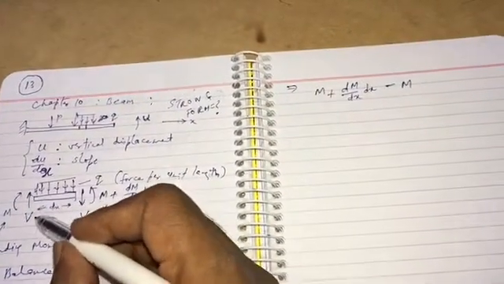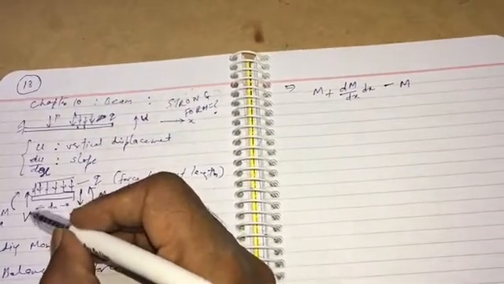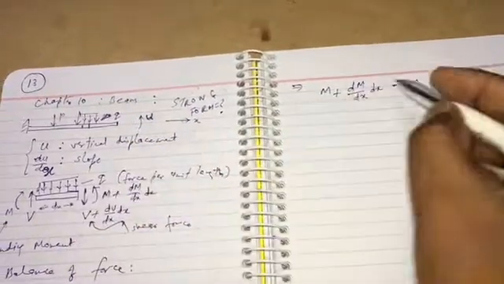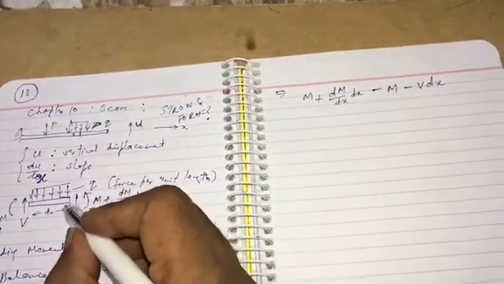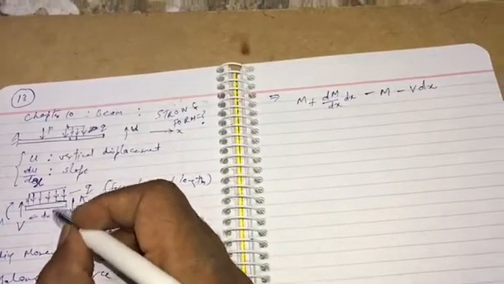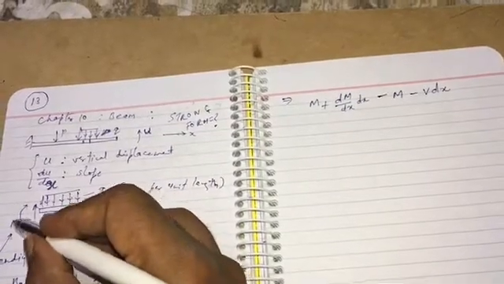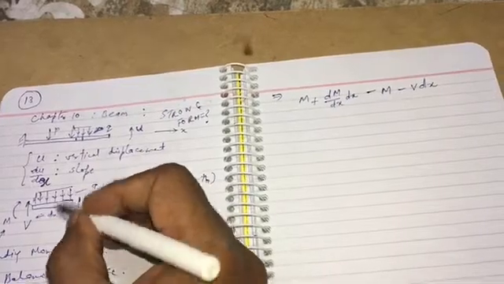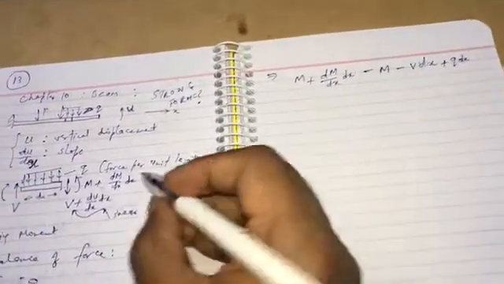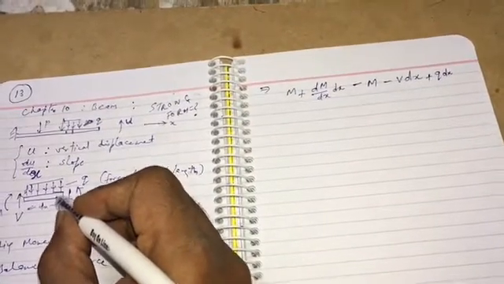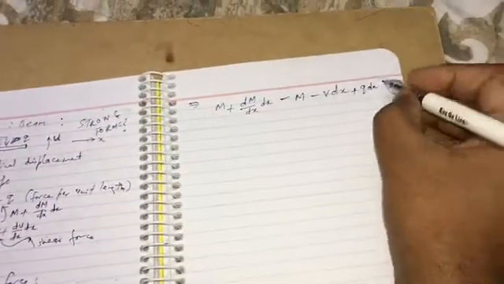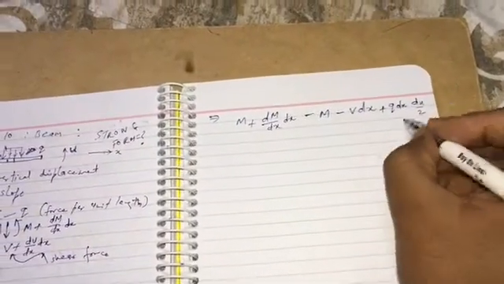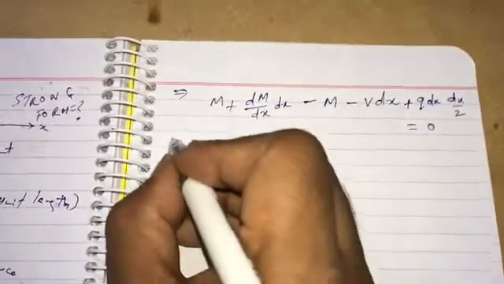And then there will be moment because of this one. This is making it clockwise, so it will be V times dx, so minus V times dx. Next is because of this Q. M is clockwise, due to V will be clockwise, and due to Q will be anti-clockwise, and hence it will add up. Plus Q times dx is the total force, and we have to make it a moment, so the lever is dx over 2. The force is Q times dx, the lever is dx over 2, so that's why we write Q dx and dx over 2, and everything becomes equal to 0.